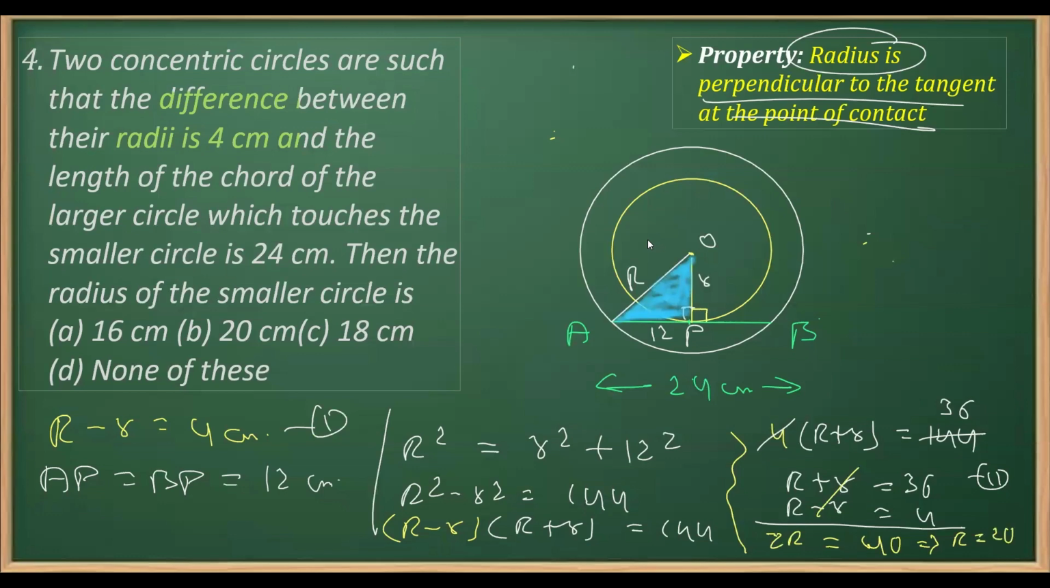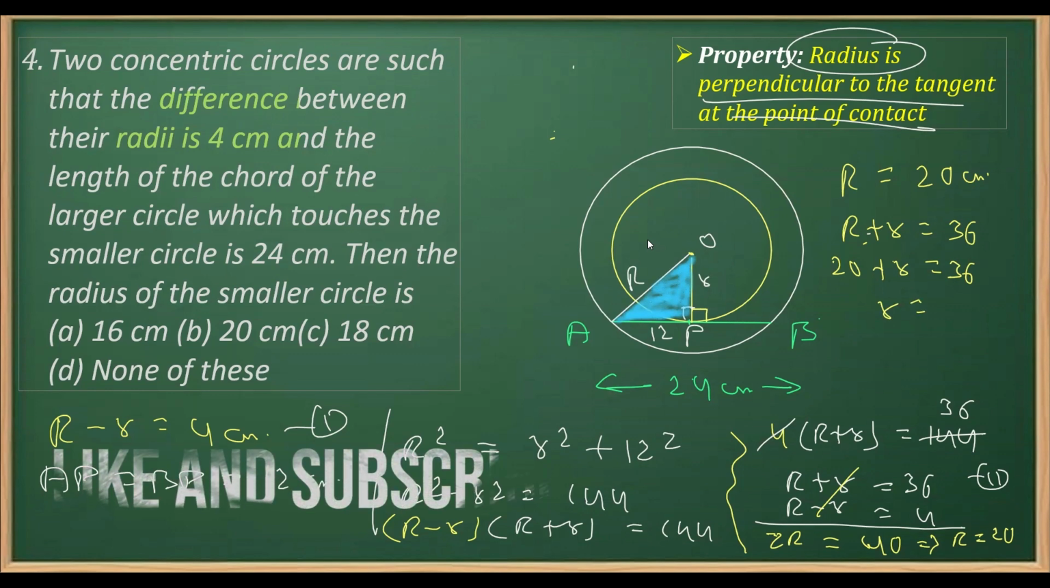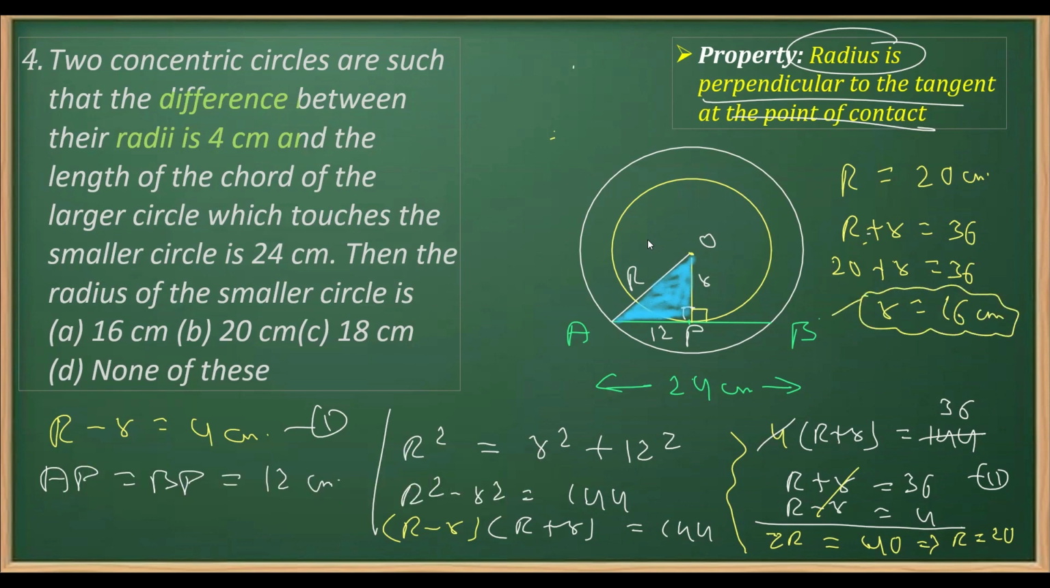So here we got capital R as 20 centimeter, but they asked for the smaller circle radius, which I can get from either equation. Let's plug in over here. We know that the sum of these two radii is 36 and the outer radius is 20. So it's 20 plus r is equal to 36. So small r comes out to be 36 minus 20, that is 16 centimeter. So this is the answer for this question. I think it's the last one.